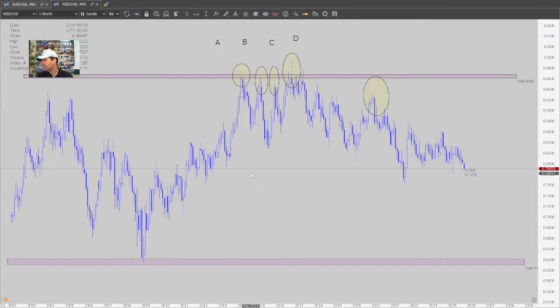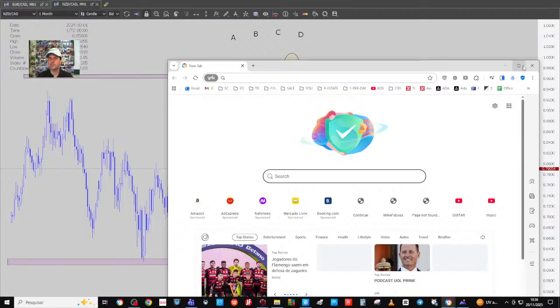Romildo, bom dia. ABCD, Romildo is on the cell phone. Romildo está no celular, cara. ABCD. Romildo, let me see, deixa ver Romildo.